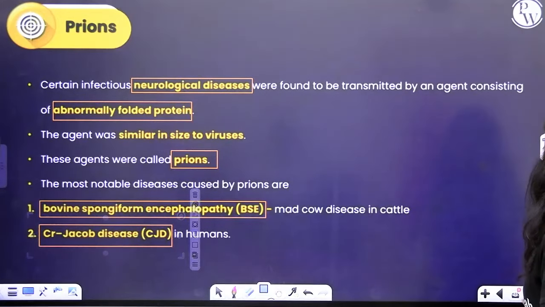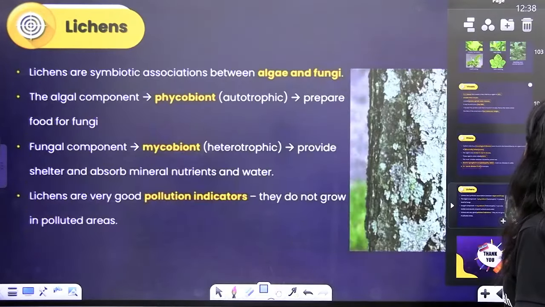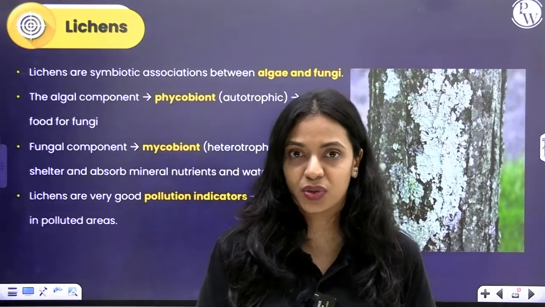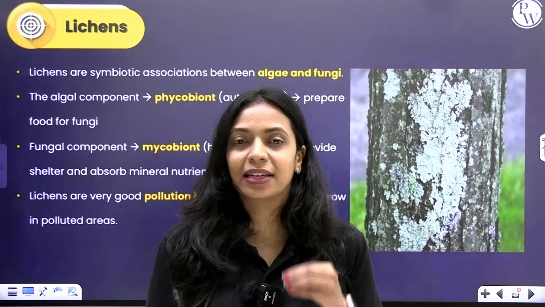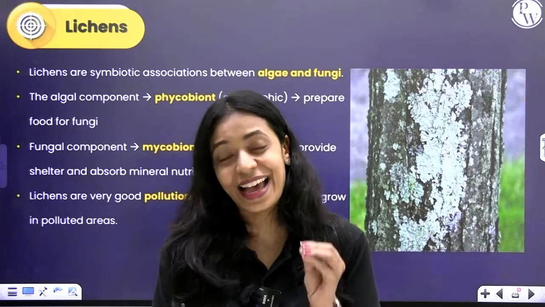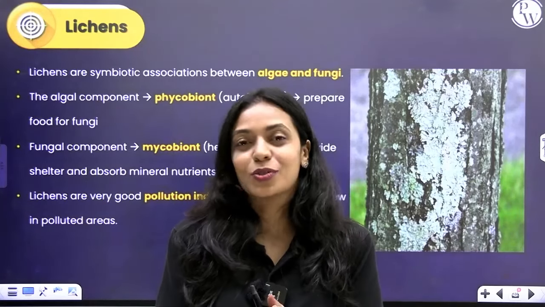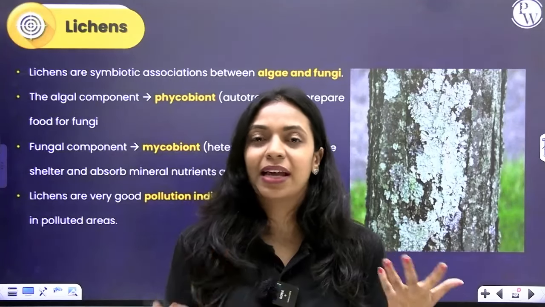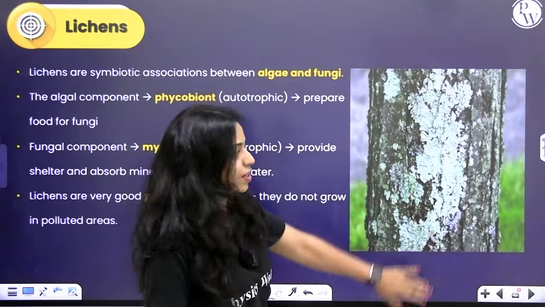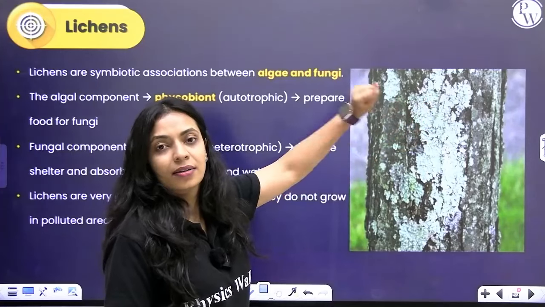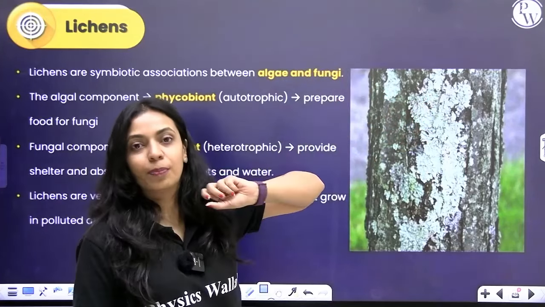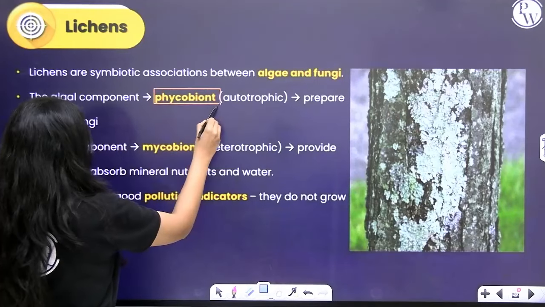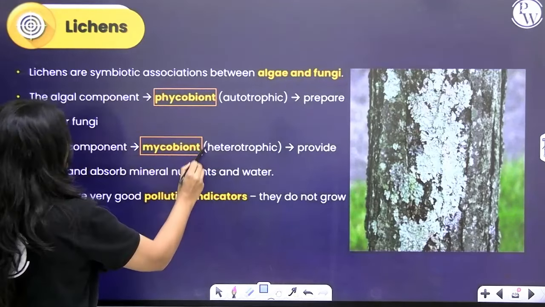Now we're reaching the last part of the chapter, lichens. I've already mentioned lichens to you when I spoke about fungi and symbiotic association. In lichens, you have algae and fungi in very close association. If you look at this organism, you won't even feel like they are two different organisms. This is what it appears like. In lichens, the algal partner has a special name. It's called the phycobiont, and the fungal partner is called the mycobiont.